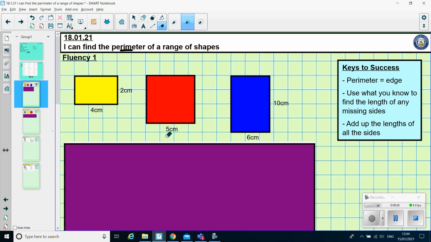Okay, hopefully you very quickly came to the realisation that if it's a square and one of the sides is 5 centimetres, the other sides must be 5 centimetres as well, because a square's got 4 equal sides. So we then know that each of the sides of this square is also 5 centimetres.